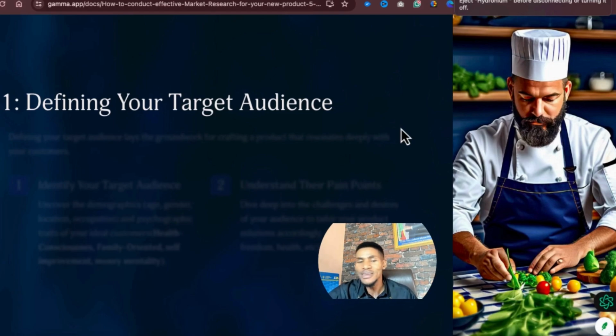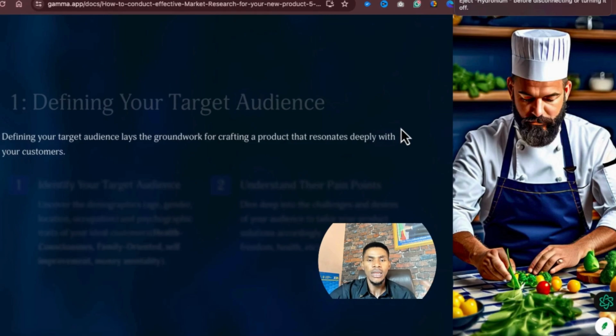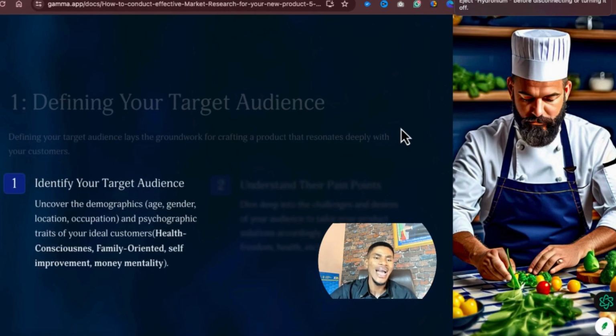Even if you are preparing a meal, you need to know who you are preparing that meal for. Who am I preparing this particular product for? And how to get that done is to understand the following. Number 1 is for you to identify the target audience. Before you define the target audience, you have to identify them. And when you are identifying your target audience, what you need to be looking out for is their demographic. That simply means we're talking about their age, gender, location, occupation, and their psychography, right? The traits of those ideal customers that you need, because your product will solve that particular problem for them.